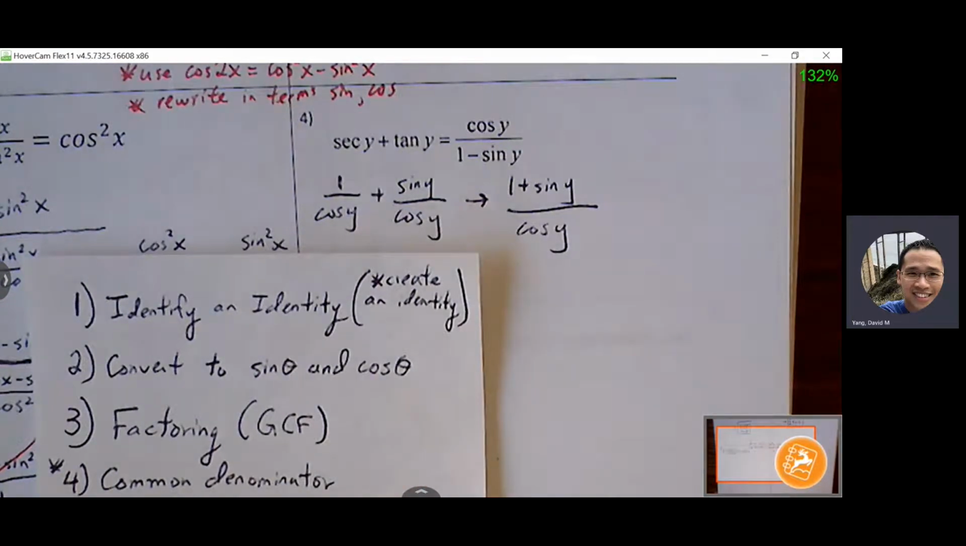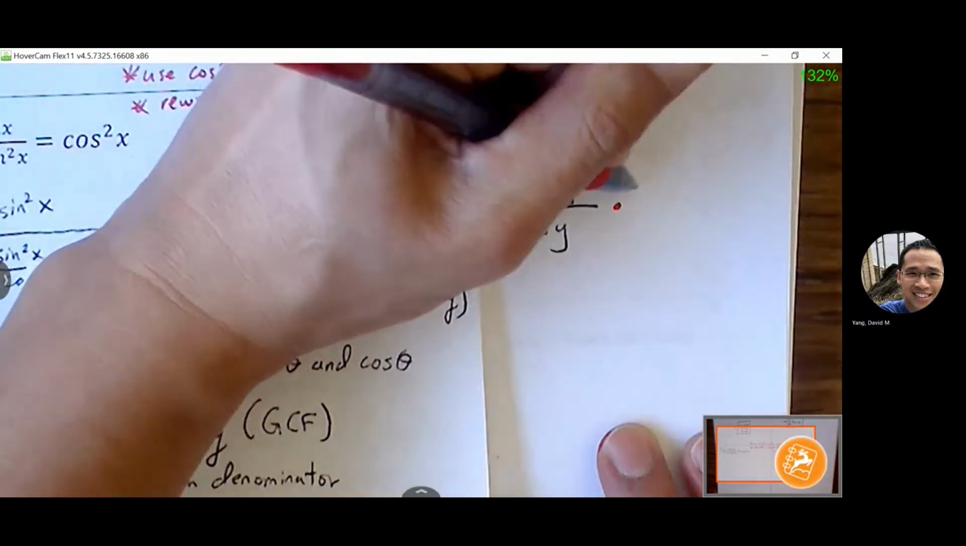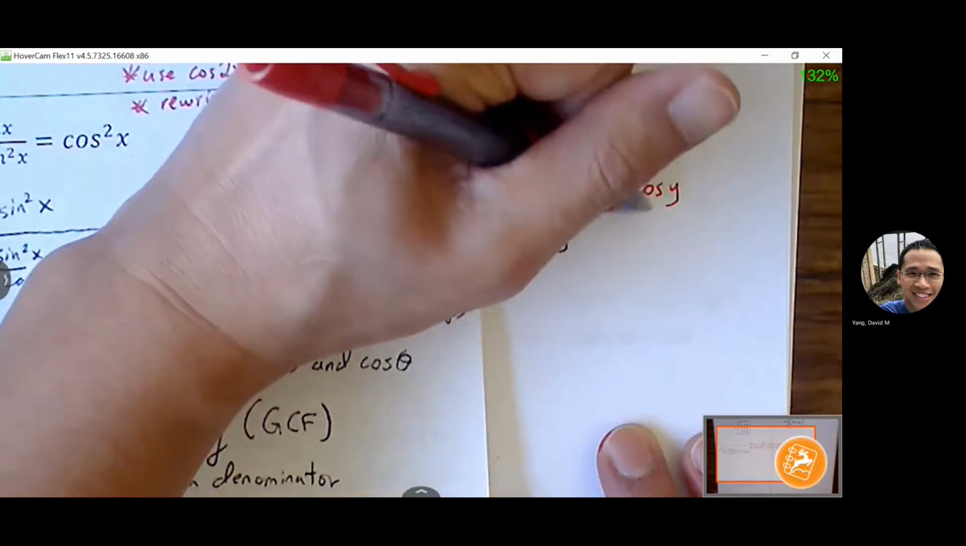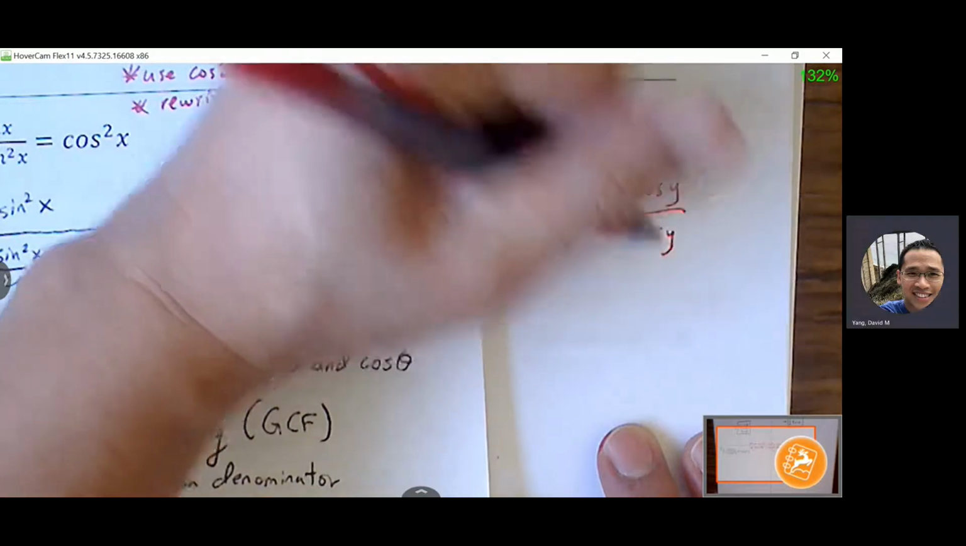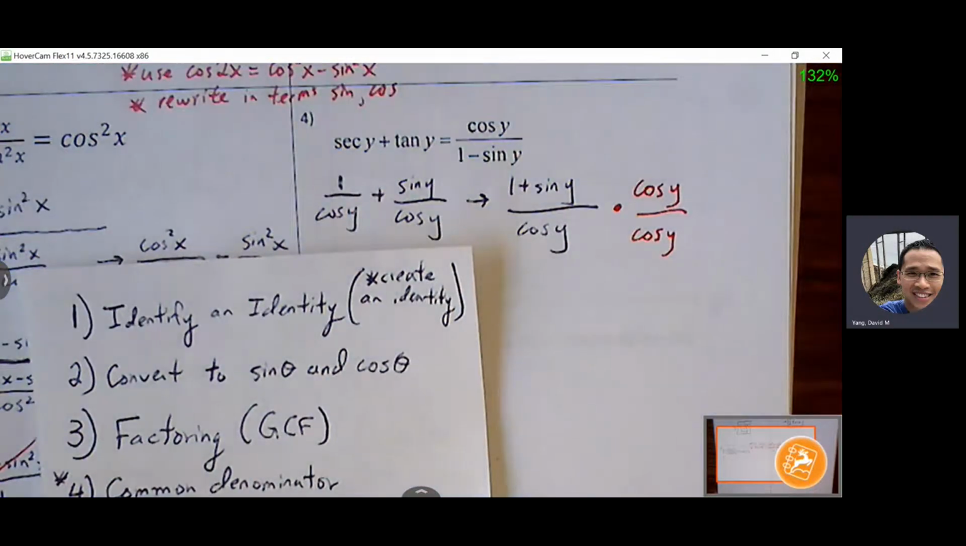Yeah, let's create an opportunity for an identity to appear, right? We're going to create something out of nothing here. If I can get cosine squared to show up in the denominator, then all of a sudden I have some options. Pythagorean identity, right? Okay.